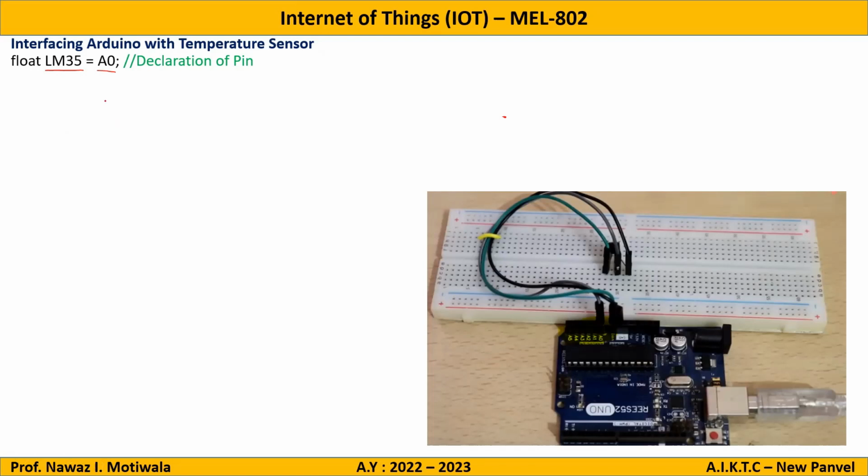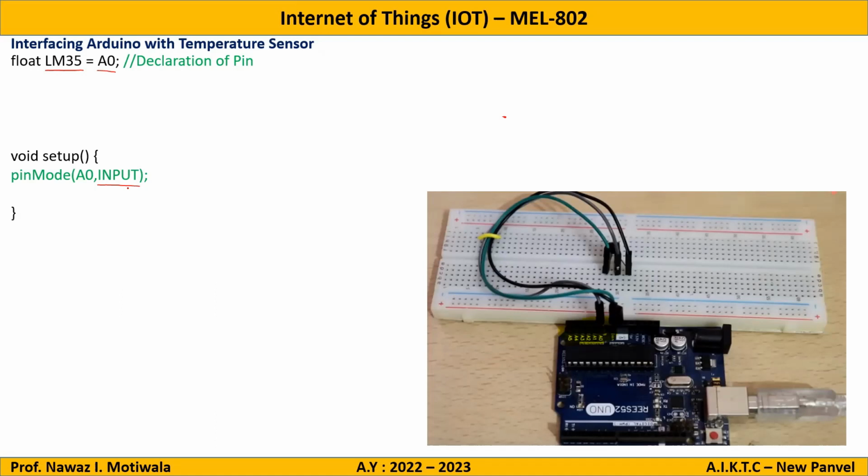So declaration of pin is done. Next step is we will say whether this pin will be used as input or output. I will go for void setup and write pinMode A0 will be used as an input pin. Why an input pin? Because it will be sensing the temperature. So this part is also over.